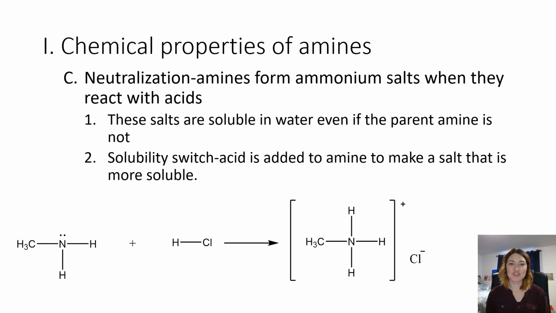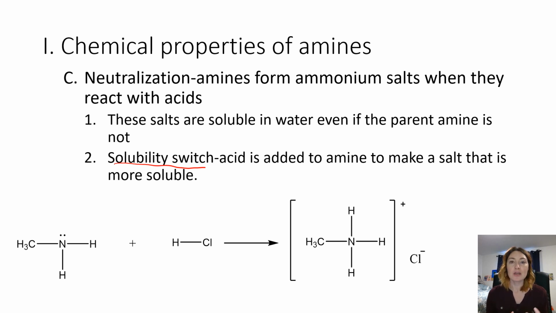In a neutralization reaction, we're going to take an amine and we're going to react it with an acid to form an ammonium salt. The point of doing this, and this is important for medicine, is we want to take an amine that may or may not be water soluble already, and we want to make it more water soluble by creating an ammonium salt. So it's a way to take an amine that may not be water soluble and make it more soluble. This is called your solubility switch. Adding the acid makes a salt that is more water soluble.